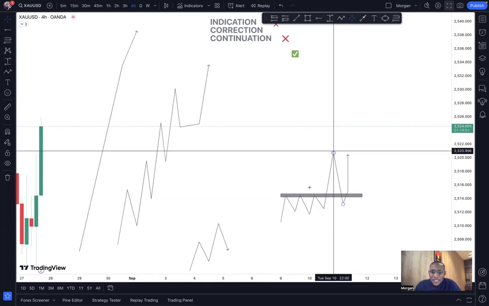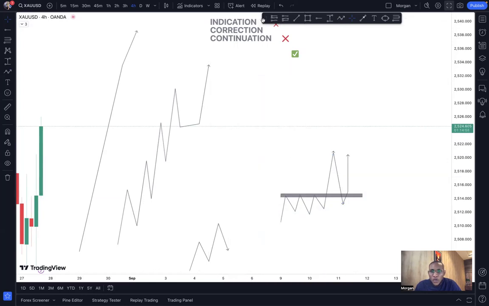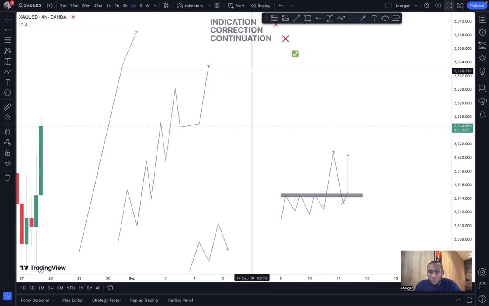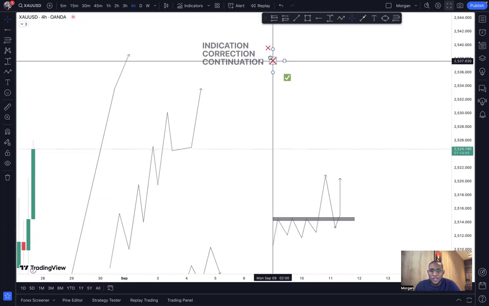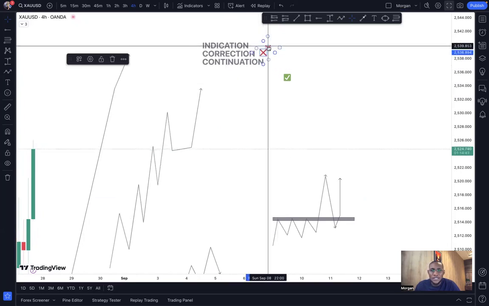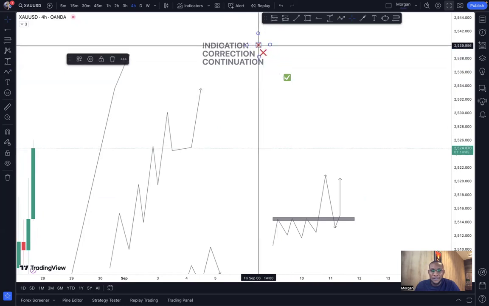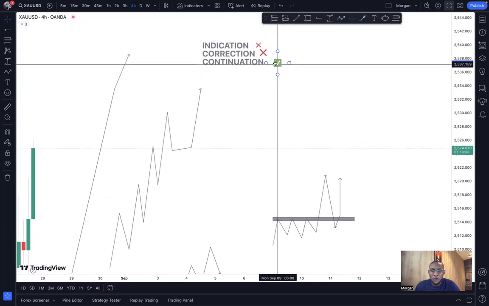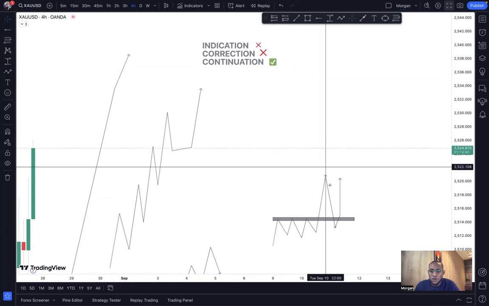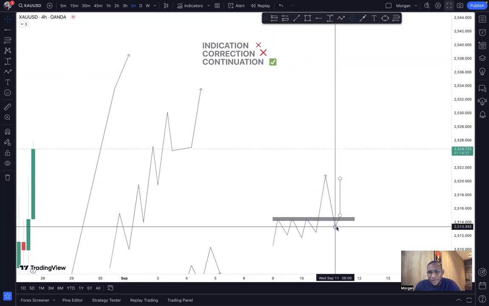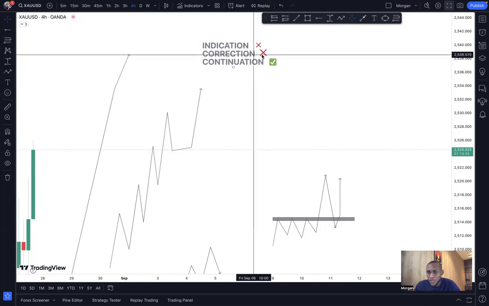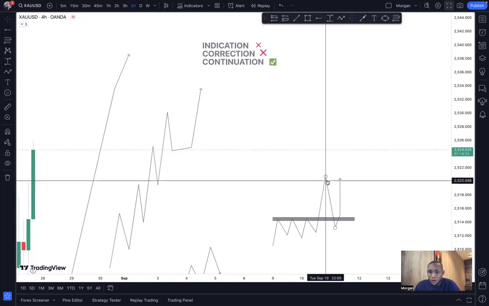So now, seeing this indication, which you do not trade, wait for the correction. Wait for what? The correction, because price always corrects itself. It does not move in a straight line. It will always correct itself before continuing its move wherever it's going. So now you know where it's going. It has corrected itself back, which is the correction. You don't trade this one as well, because you don't know how low this correction can go.